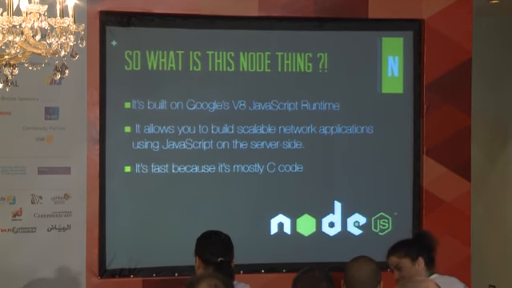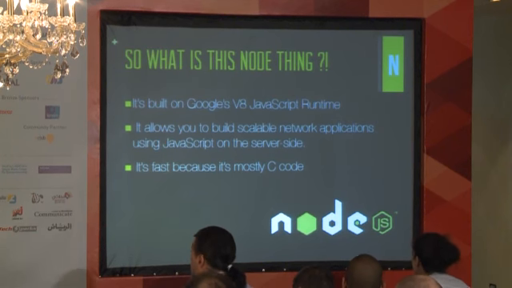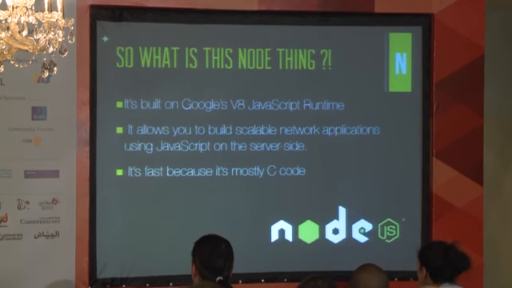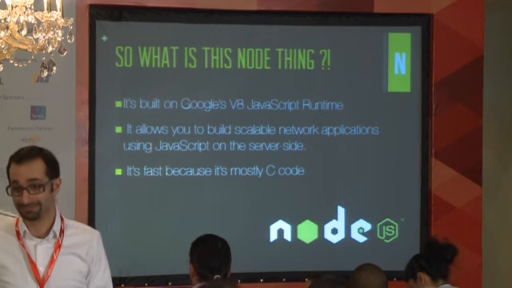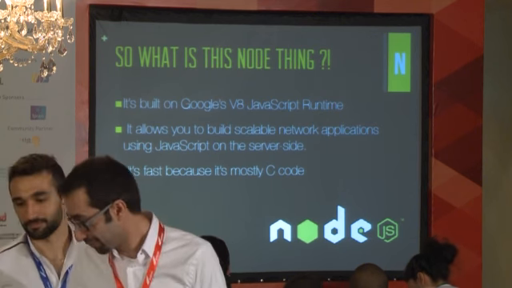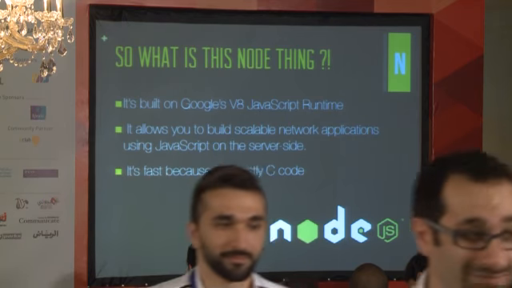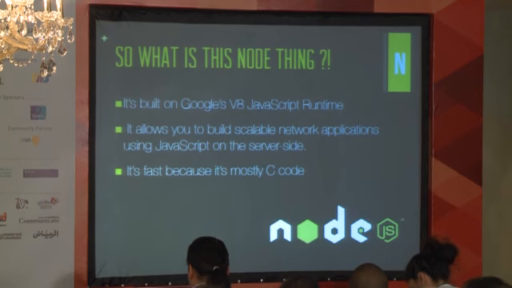What is this Node thing that we're hearing about lately? First of all, you've got to know that it's built on Google's V8 JavaScript engine. It allows you to build awesome applications. We're going to see a couple of examples in a bit. It's fast because it's written in C. C code is pretty fast.